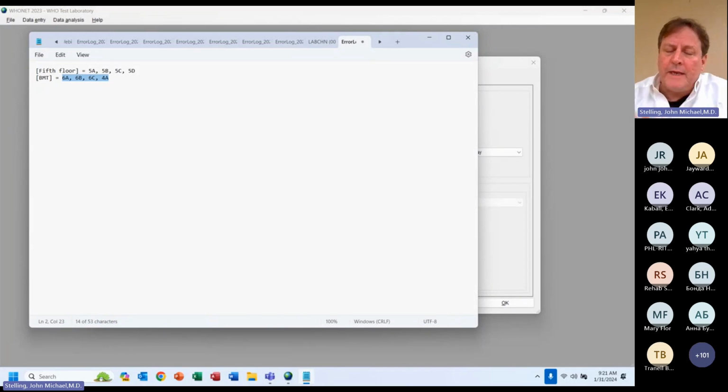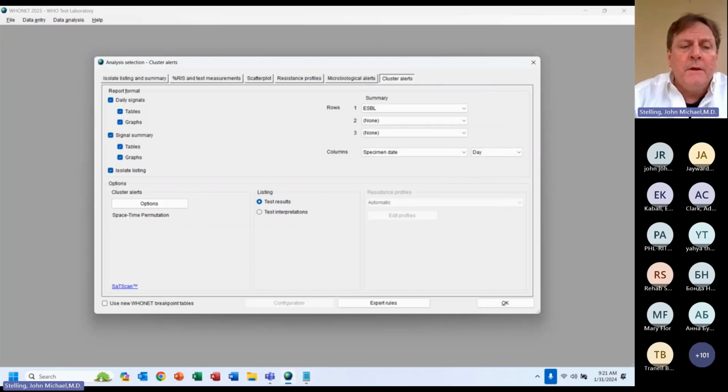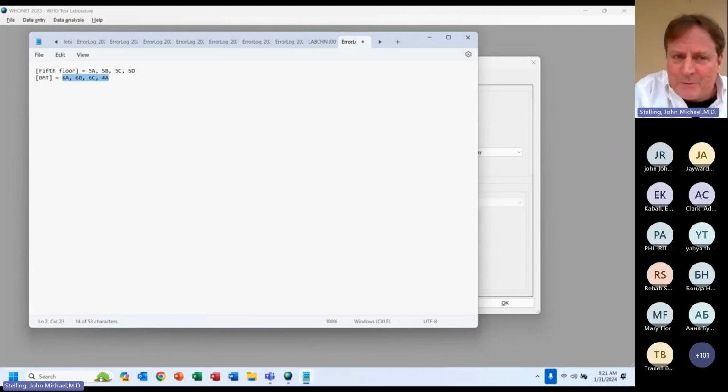So even though the 4A is on a different floor, they share doctors and nurses and equipment and patients that might go between them. So this is not the focus of this webinar, but since you asked, we will discuss this on the future webinar. This is how you can group them together.